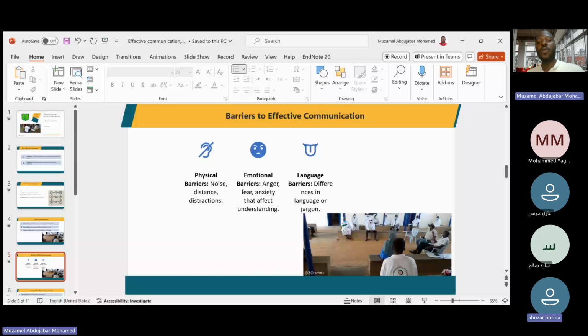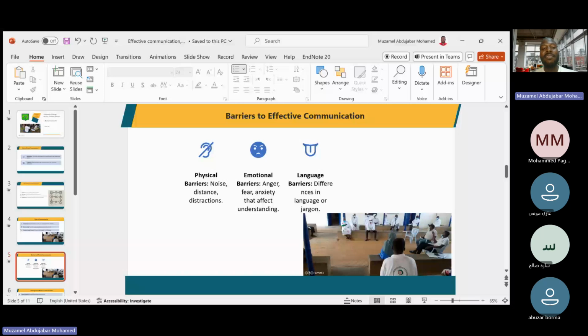Okay, good. Now let us see the barriers to effective communication. As we see, a barrier means an obstacle. Sometimes someone can talk or send a message, but unfortunately that message does not get through, or there is some obstacle, some problem that stops the message from being sent.